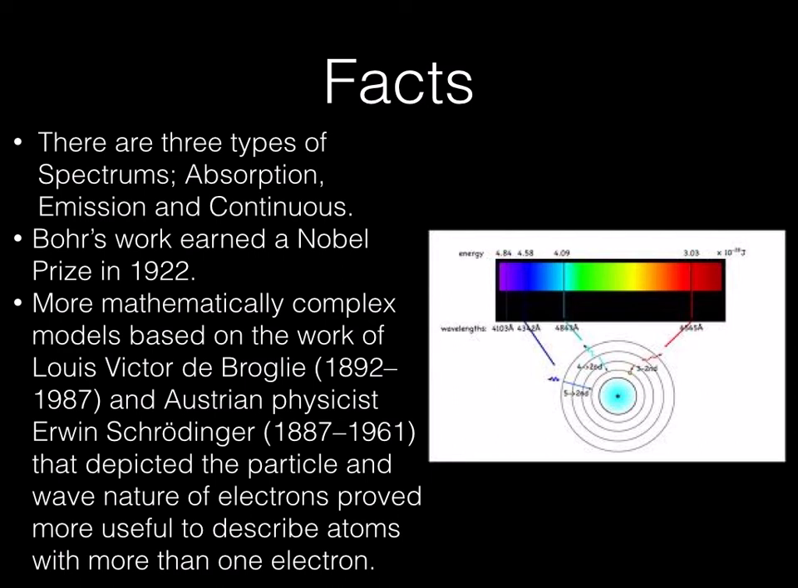For this work, Bohr earned a Nobel Prize in 1922, and more mathematically complex models based on the work of these scientists, which depicted the particle and wave nature of electrons, proved more useful to describe the atom with more than one electron.